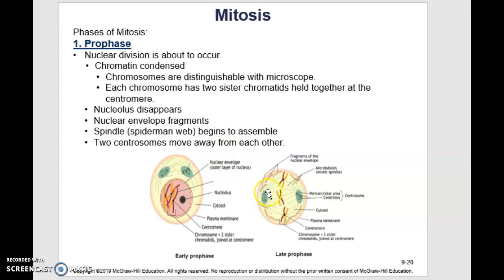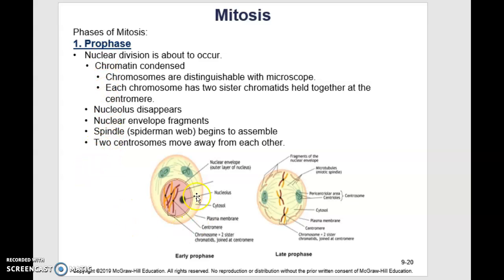So that spindle is going to form. It's going to hold the chromosomes in place where they need to be. And then those two centrosomes are going to move away. So what they've done here is broken it into from early phase to late prophase. So early prophase, late prophase. We're just going to focus on prophase in general. They split it up because so much happens during prophase, but I won't ask you which parts are early prophase and which parts are late prophase. Just know that all of these events happen during prophase.